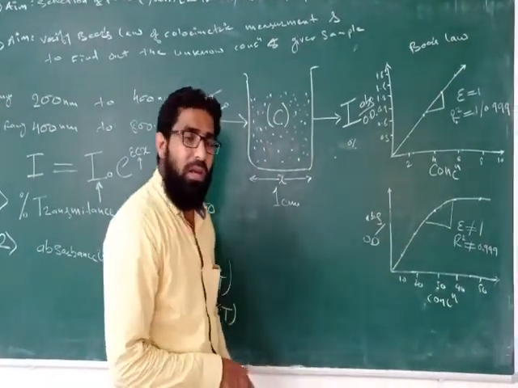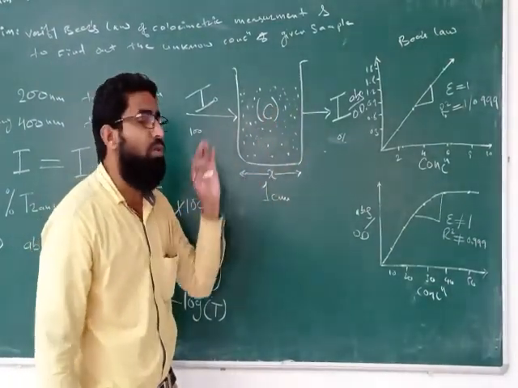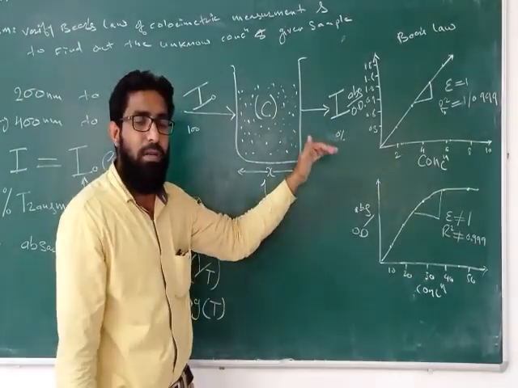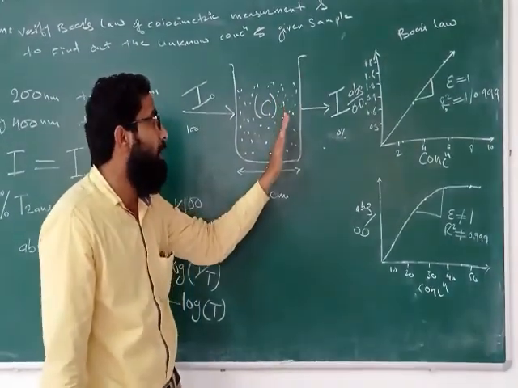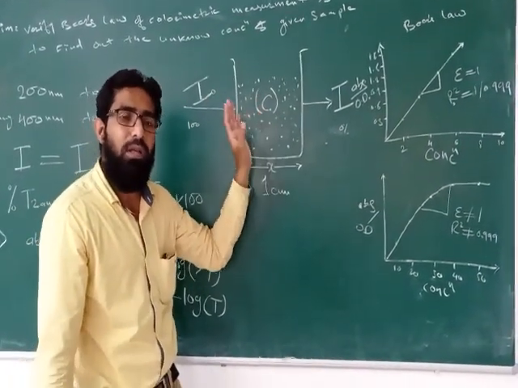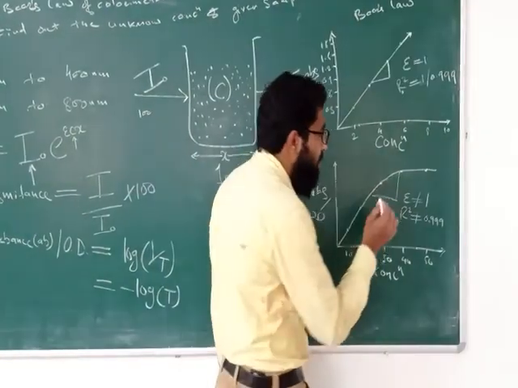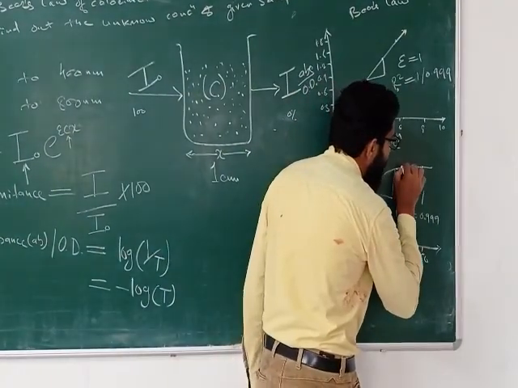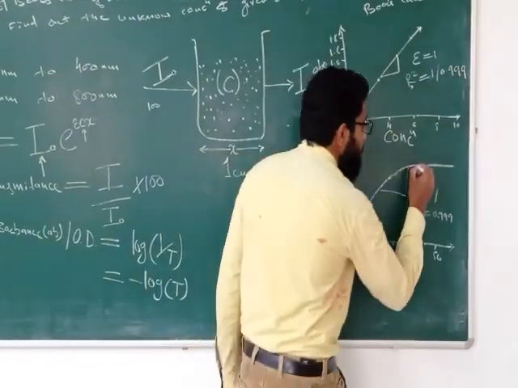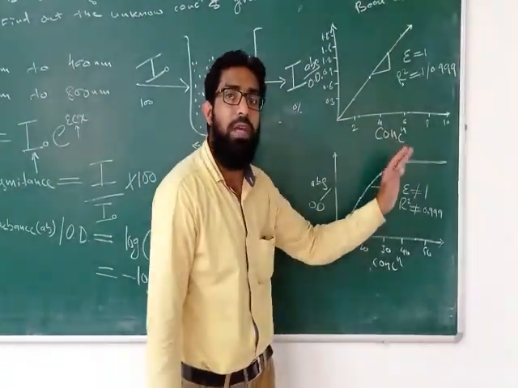Okay, we are nothing but calculating the intensity of transmitted light. If the concentration is too high, then the light is not transmitted. It is totally absorbed by the absorbing solution. Hence, at a certain concentration, the absorbance will not increase. It gets saturated. Okay, this is known as deviation from linearity.